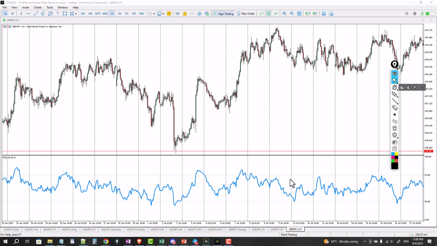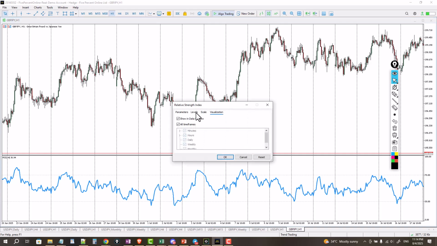Is the 50 line apparent on this chart? Obviously, it's not. So to add the 50 line on the RSI, you just need to double click on the indicator if you've had it added on your chart.